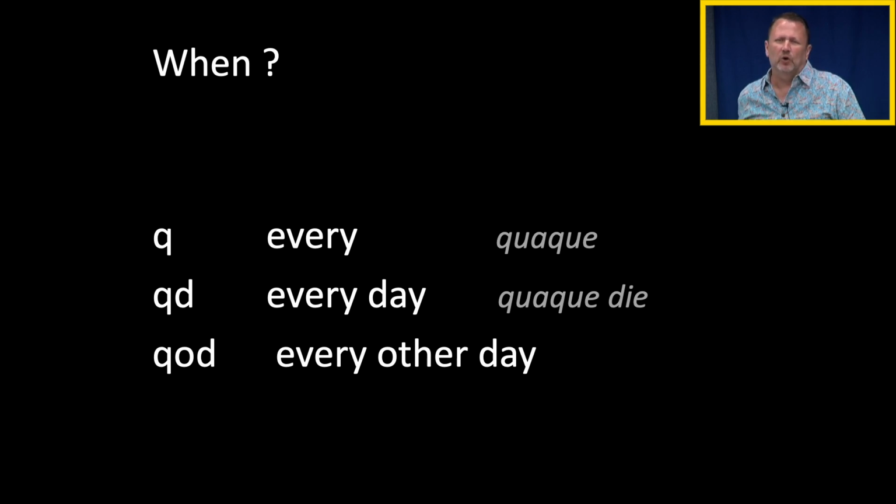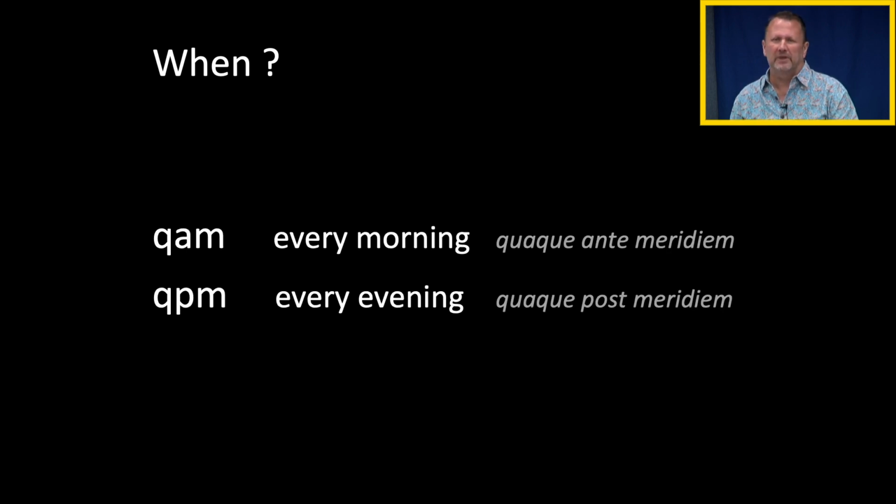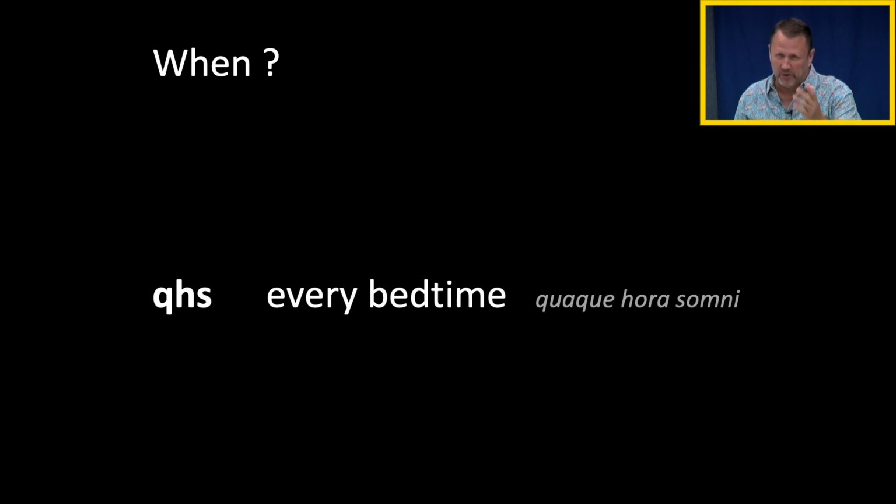So here Q means every day, and there's the Latin for what every day means. And so QD means every day. QOD means every other day. QAM means each morning. QPM means each evening. Anytime in the morning, anytime in the evening. QAM usually means first thing. QPM means any time in the evening. QHS means every bedtime. Take this medication, QHS, every night at bedtime.